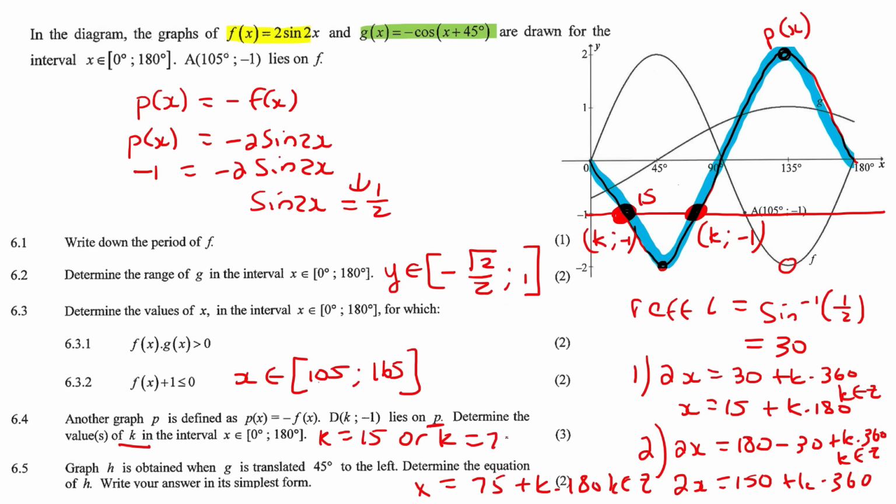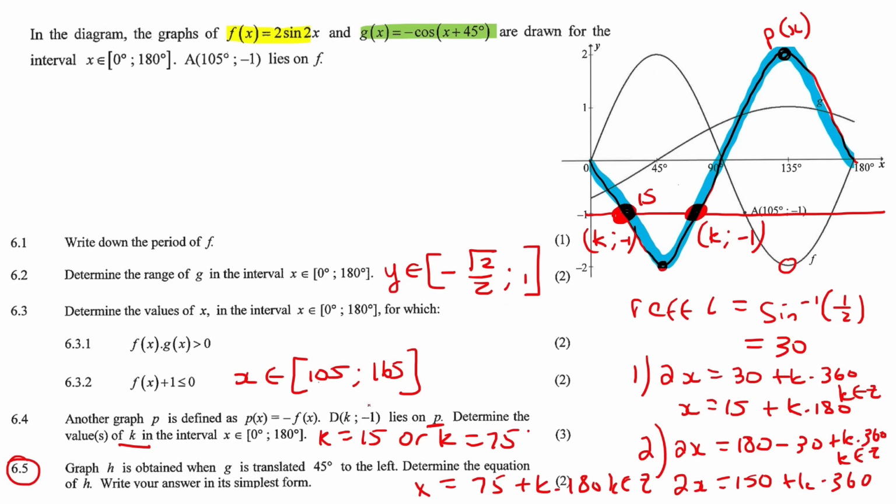This question says graph H is obtained when G is translated 45 degrees left. Determine the equation. Write your answer in simplest form. Okay, so graph G is currently this. Now they said that H is that graph moved 45 degrees left. How do you show that a graph is moved 45 degrees left? Well, you say plus 45 degrees. Remember, plus means left, minus means right. And so you end up with x plus 90, which is the same as 90 plus x.